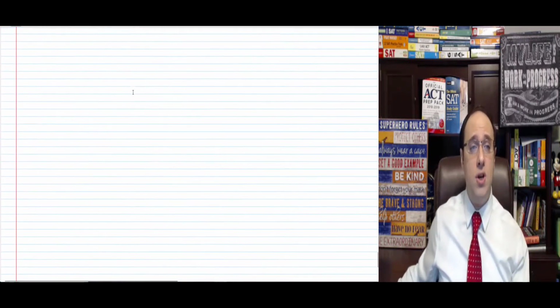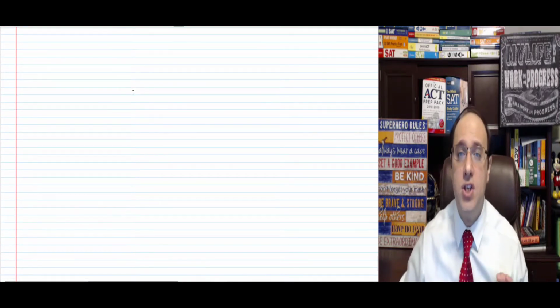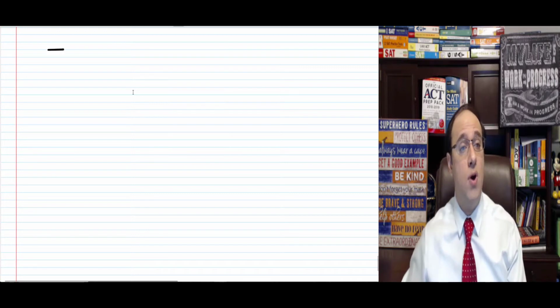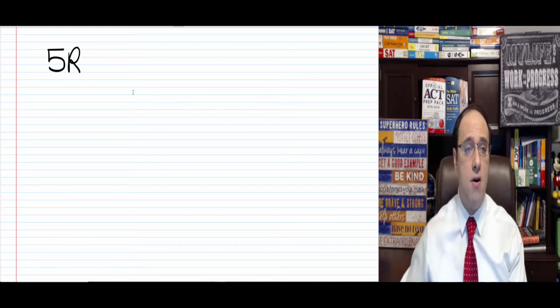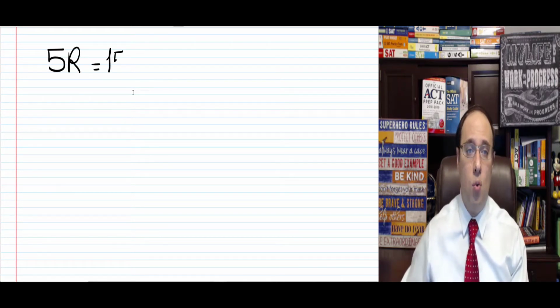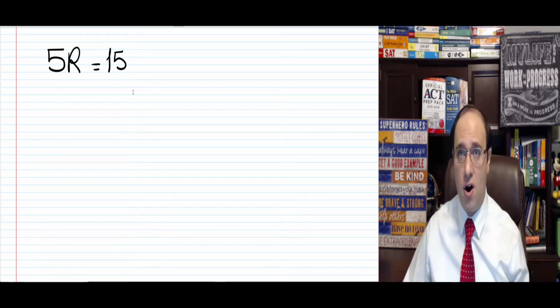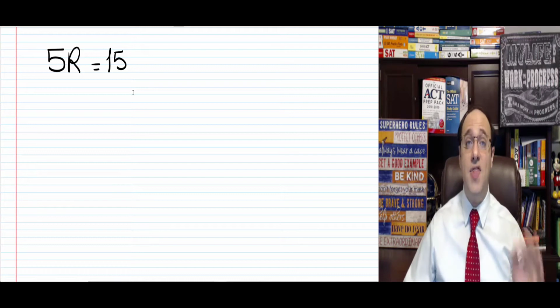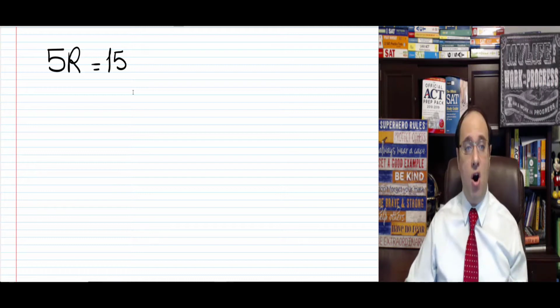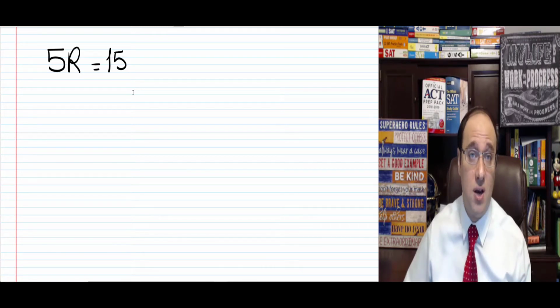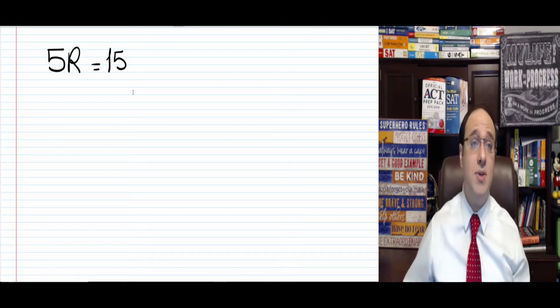Now, let's do another one that looks slightly different. Look here. What if I told you 5r equals 15. What does this mean? It means 5 times r equals 15. That's the same as saying r times 5 equals 15. It doesn't make a difference. 5 times r is the same as r times 5. So the concept is the same.